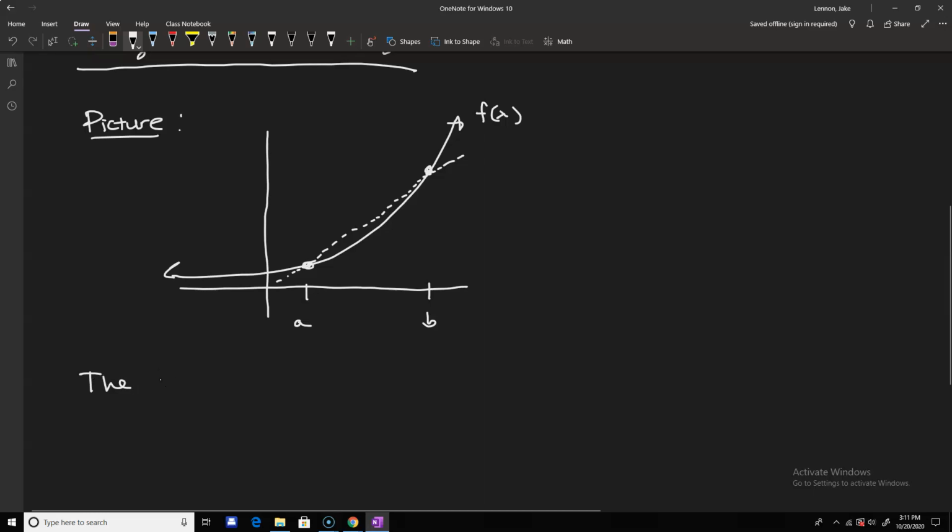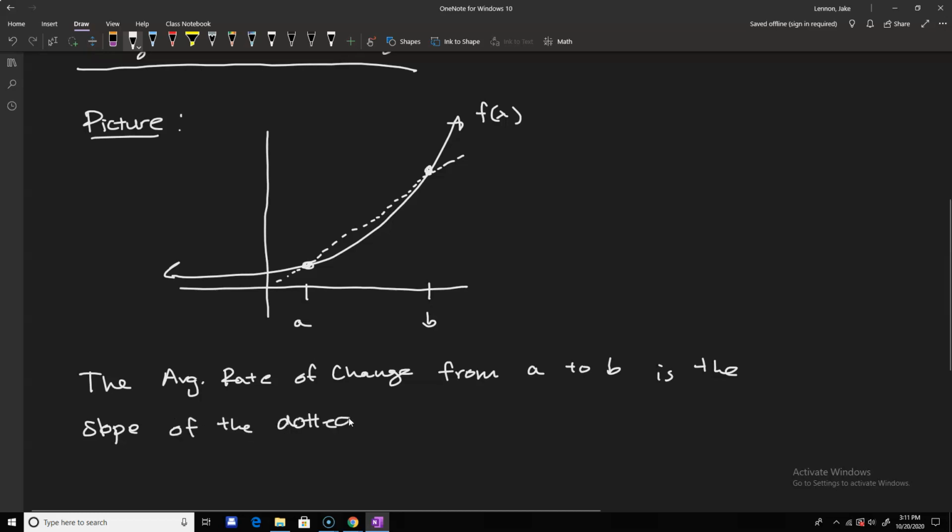So the average rate of change from a to b is the slope of the dotted line connecting them. Sorry, that dotted line is so bad, I really want to fix it. Let me see if I can do better without getting rid of the whole graph.